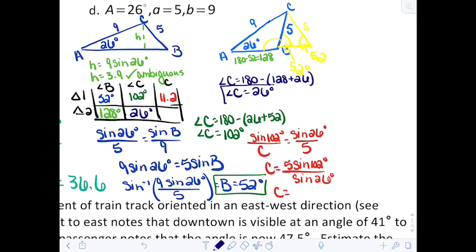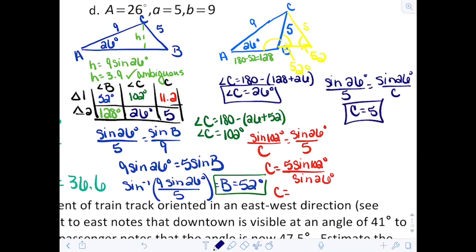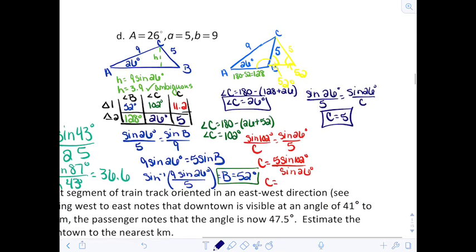All right, so if angle C is 26 degrees, now I can use the law of sines and find that third side C. I can take the sine of 26 over 5, and then I also have the sine of C is 26 again over C, so that means that C must be 5. So there's triangle number 2. Okay, so that's another ambiguous case.